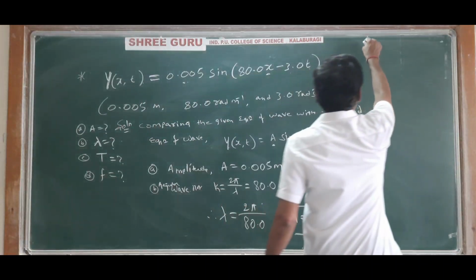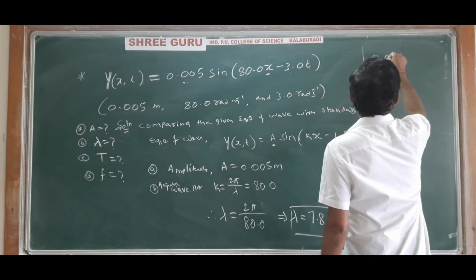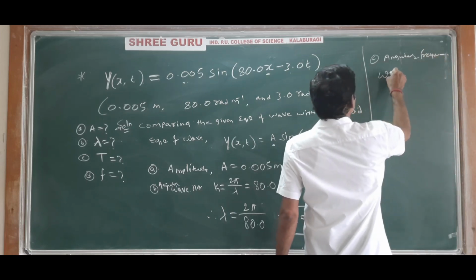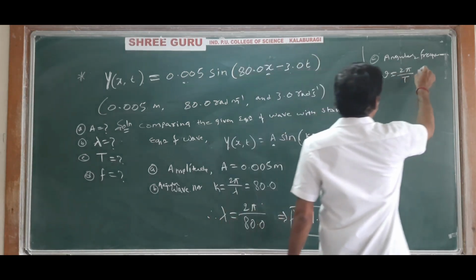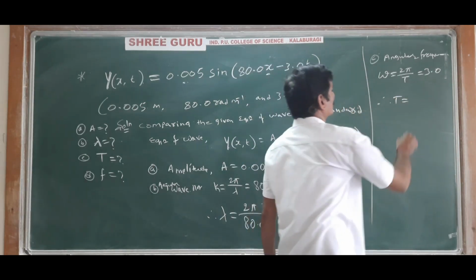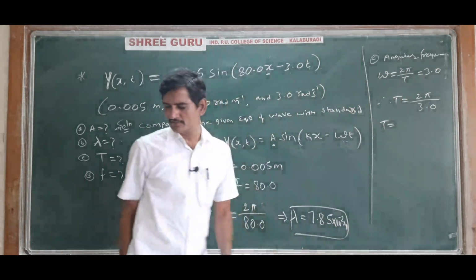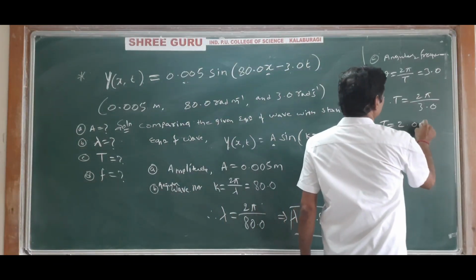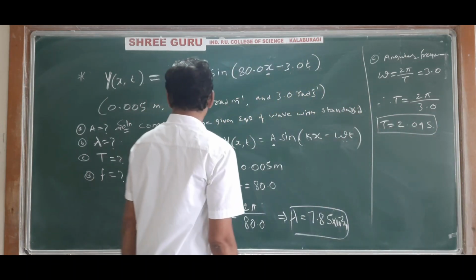Next, the time period. For that we have to take the value of omega, the angular frequency. Angular frequency omega is given by 2 pi by T, and that is equal to 3.0. Therefore T is equal to 2 pi divided by 3.0. So capital T is equal to 2.09 second.